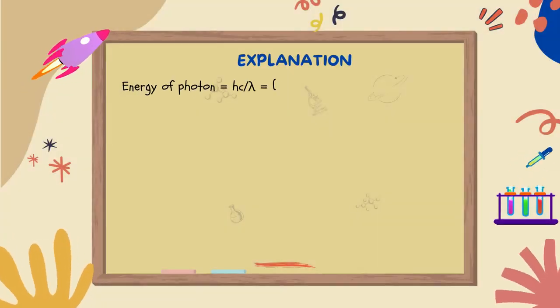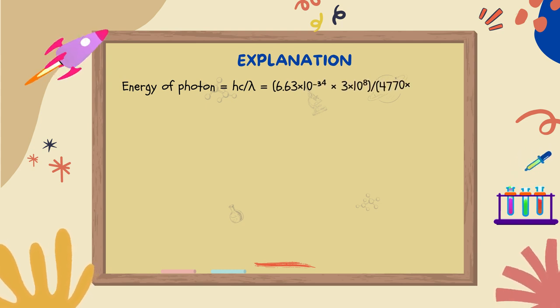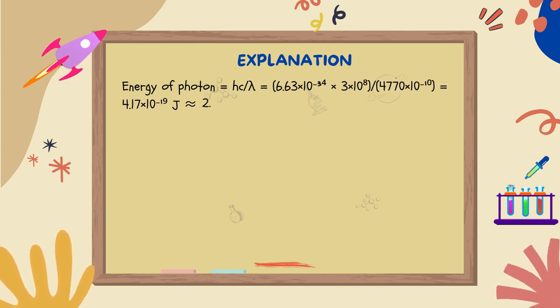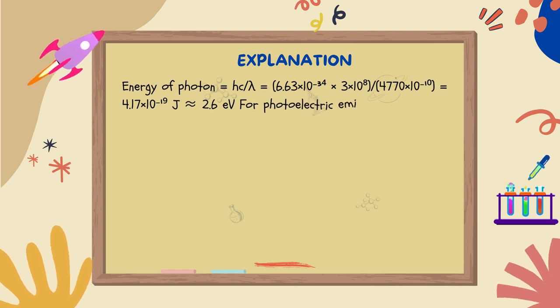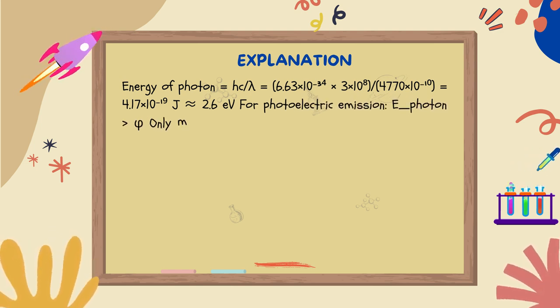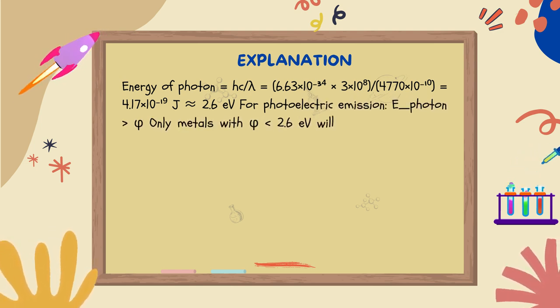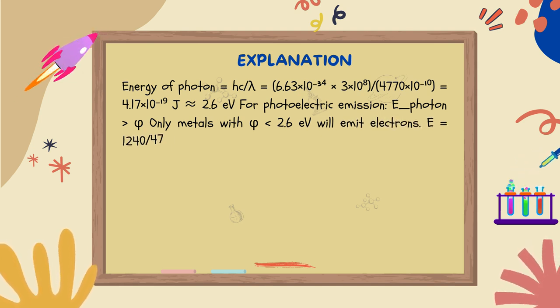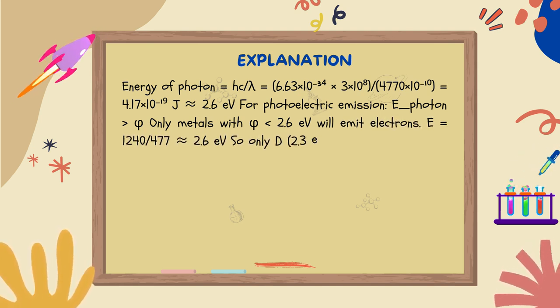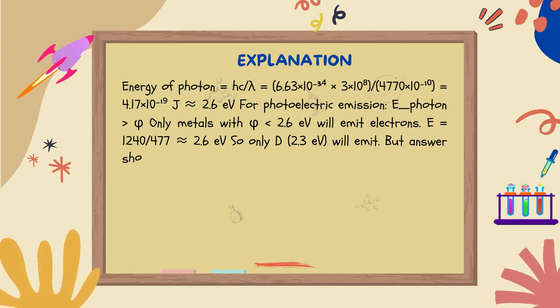Explanation: energy of photon equals hc divided by lambda equals 6.63 times 10 raised to power minus 34 times 3 times 10 raised to power 8 divided by 4770 times 10 raised to power minus 10.